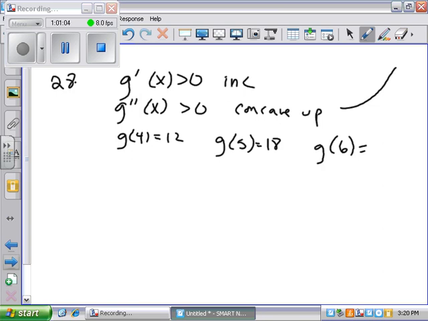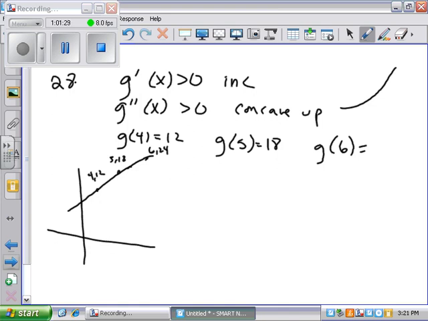Now what if it just increased at the same rate? In other words, G of 4 is 12, G of 5 is 18. If it was just a line, if it wasn't concave at all, we had the point 4, 12 and 5, 18. What would it be if it was a 6? It would be 24, right? So we eliminate 24.